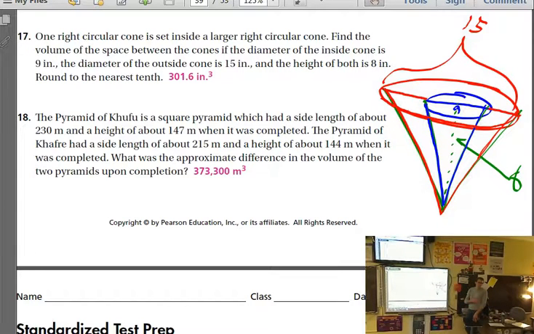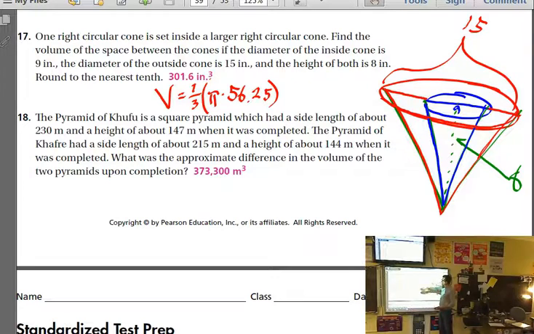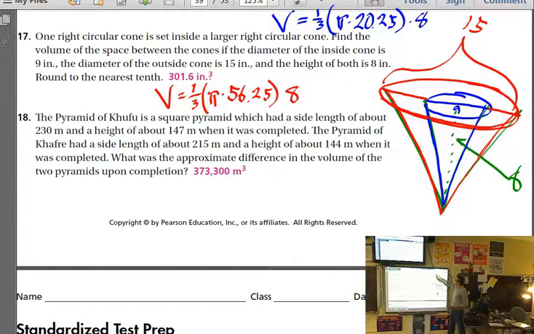So, we obviously want to find the volume of the larger cone, take away the volume of the inner cone. To find the volume of my larger cone, let's use red. 1/3 pi times the radius of the larger cone, 7.5, squared comes out to be 56.25, and the height is 8. Then my blue cone: my radius there is 4.5, squared is 20.25, and the height again is 8. So we want to calculate through these and find the difference between them.